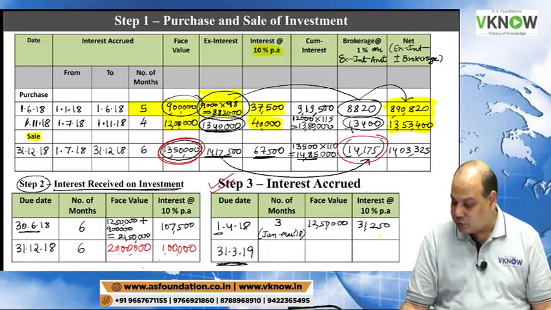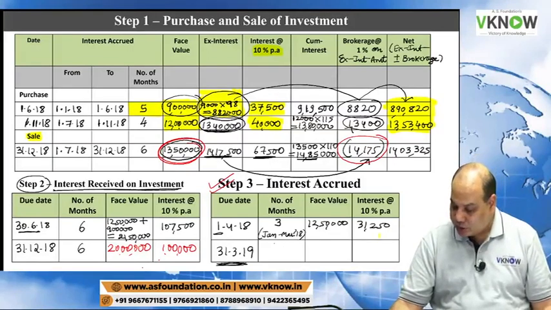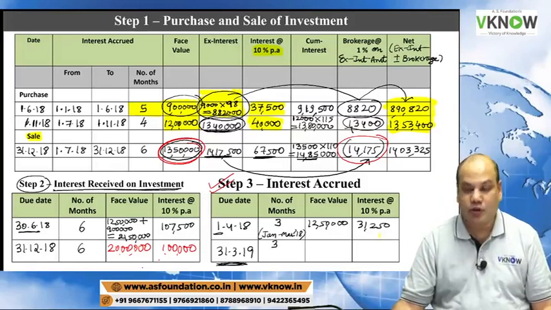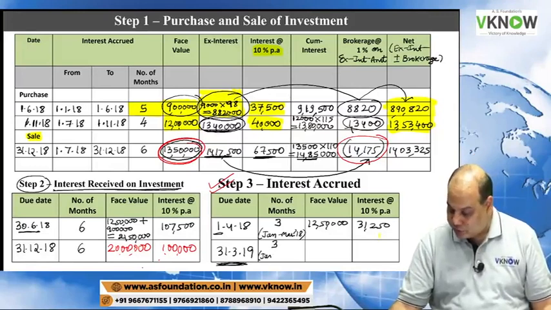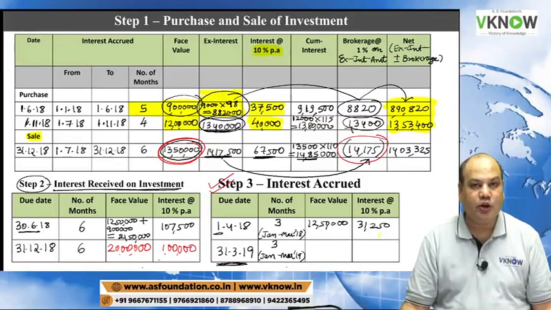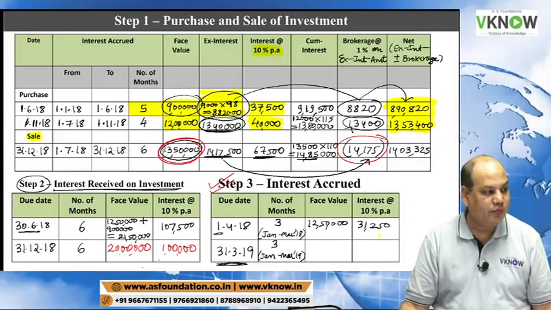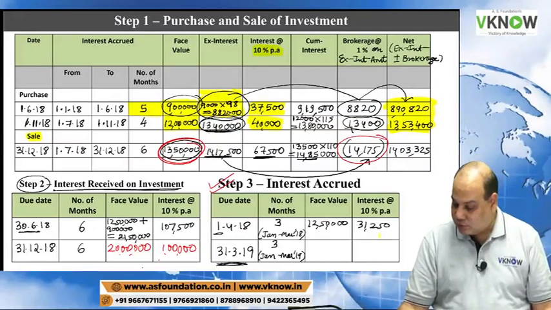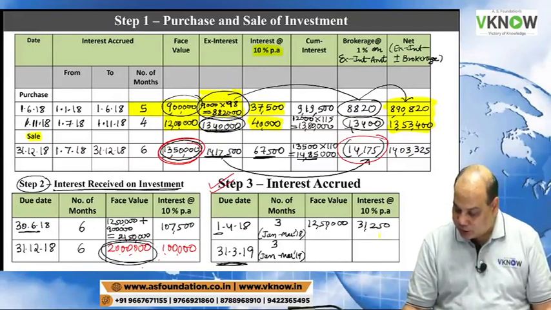Now let us come to 31st March. Here also the interest will accrue for 3 months, January to March 19. What is the face value outstanding? See this 20 lakh on the left side.